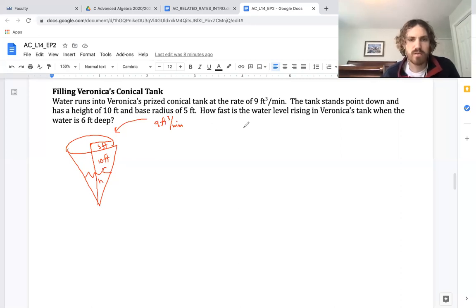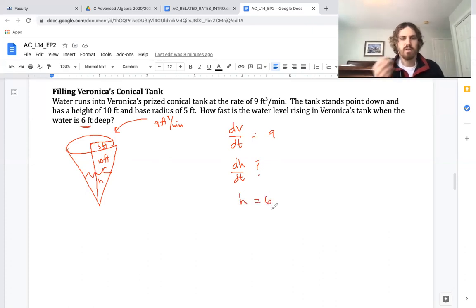Okay, so let's write down a few things we know. First of all, we know that water is flowing in at 9 cubic feet per minute. That is dV/dt, right? That's how quickly the volume is changing, and that is 9. How fast is the water level rising? So that is dH/dt, and we want to know what it is. Now we know at this specific point that it's 6 feet deep. That means H is 6 at this specific instant. So here are some of the things that we know, and we're writing them down.